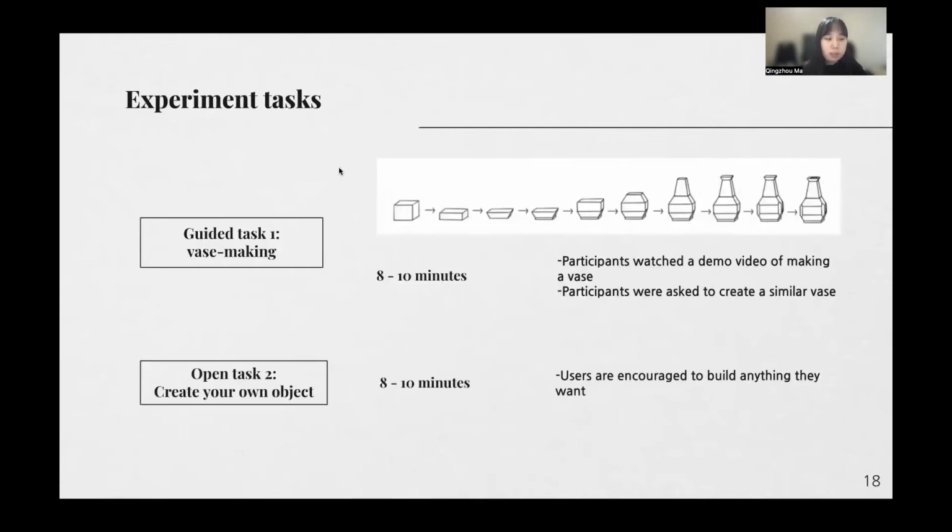So we asked participants to perform 2 main tasks in the study. The first task began with the user watching a demo of a person building a vase using the AngleCAD system. He or she was then asked to build a similar vase that did not need to follow the procedures in the demo. After building the vase, the second task for the user was to create his or her own model in 8 to 10 minutes. They were encouraged to build whatever they want. Finally, the users will fill in questionnaires and complete the interview with the experimenter.